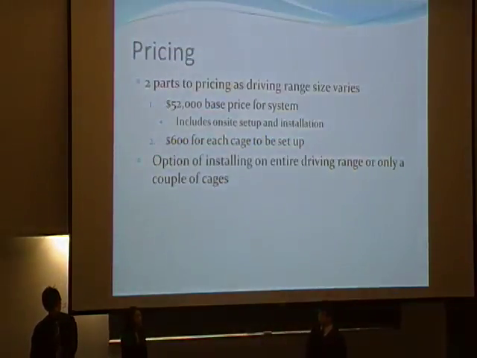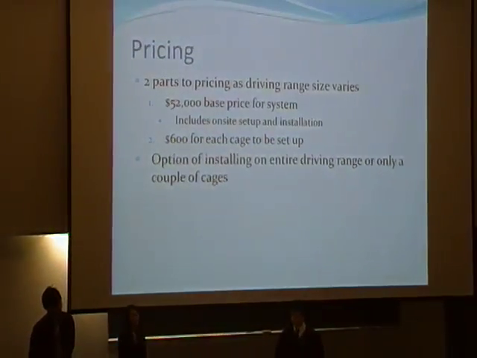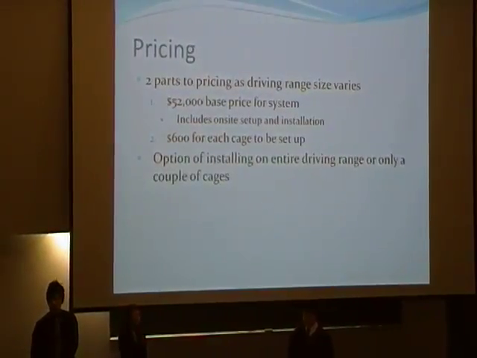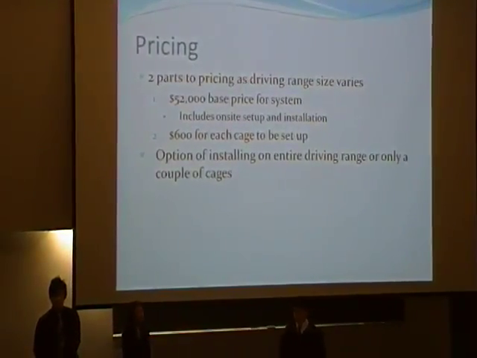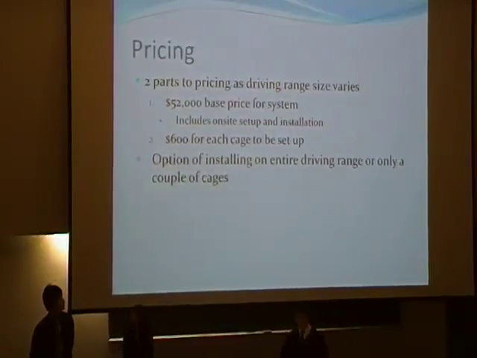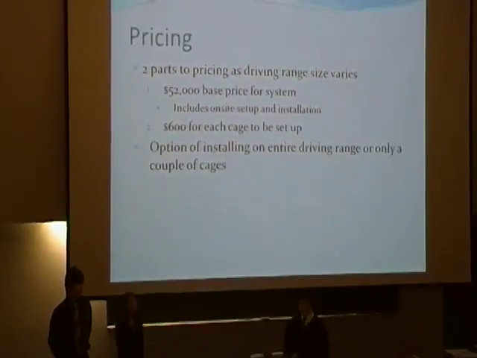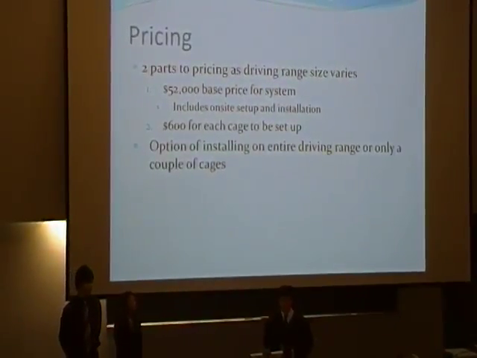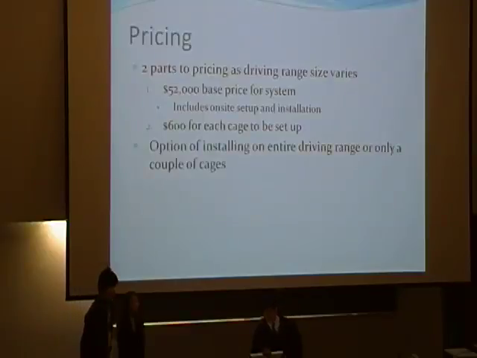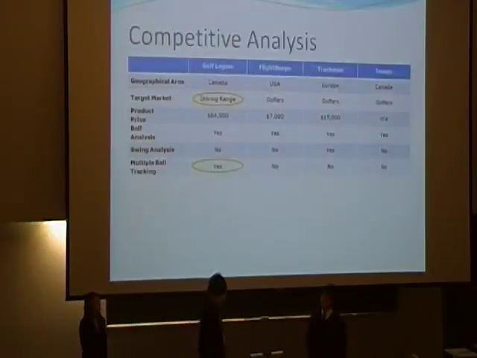So on to the important part. This is the pricing. So this is what the end user is going to end up paying for this product. There's going to be two parts to pricing, as the driving range sizes always vary, so never one is the same. There's going to be a $52,000 price tag for the system, and this includes on-site setup and installation. And then there's going to be additional $600 for each cage that needs to be set up. And this allows for greater flexibility if, for instance, the driving range doesn't want all their cages to have this extra feature. So now I'm going to pass the torch on to Jeff for him to explain some competitive analysis.